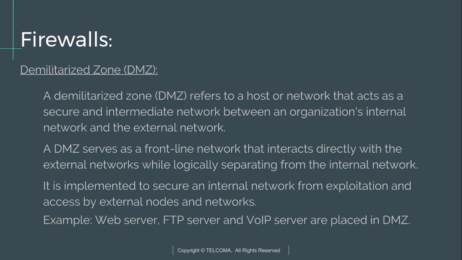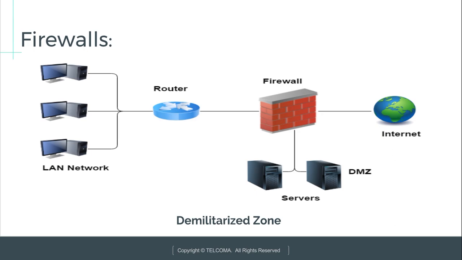So the DMZ serves as a frontline network that interacts directly with the external network while logically separated from the internal network. These are placed separately to protect our internal network from malicious attacks. So it is implemented to secure an internal network from exploitation and access by external nodes and networks. For example, web servers, FTP servers and VoIP servers are placed in the demilitarized zone, that is DMZ.